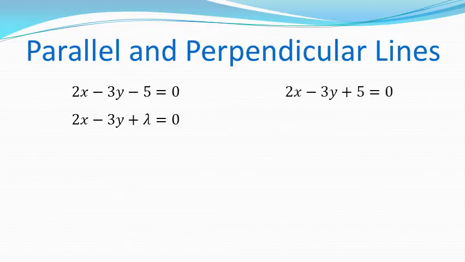If we need a line perpendicular to a given line, we have to interchange the coefficients of x and y, change the sign of one of them, and also change the constant. So we get 3x plus 2y plus lambda equals 0. The value of lambda can be found by using some other condition.